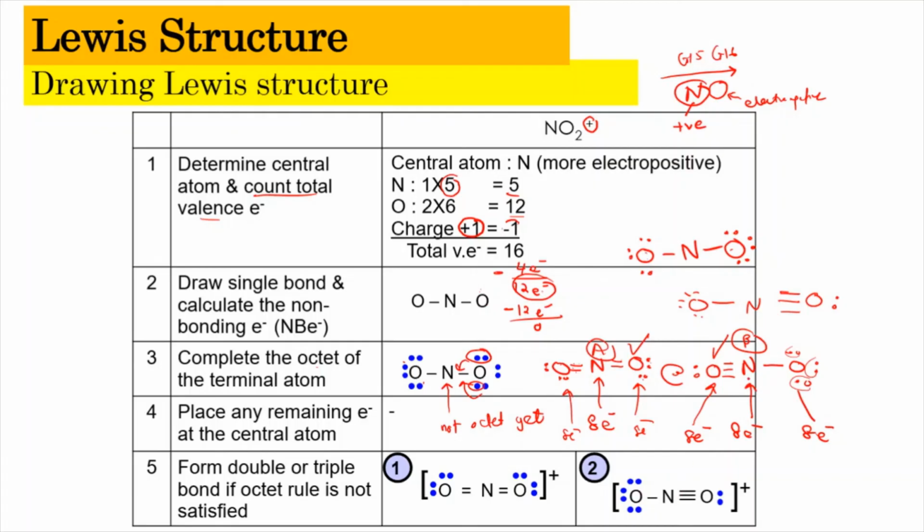Either one, because the molecule is the same. And because we have a positive charge, all of our structures here need to be bracketed with a plus sign. Same goes to here. Okay, so this is how we draw the Lewis structure of an atom.